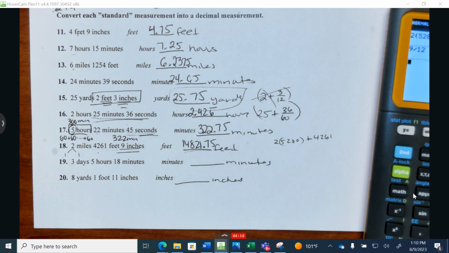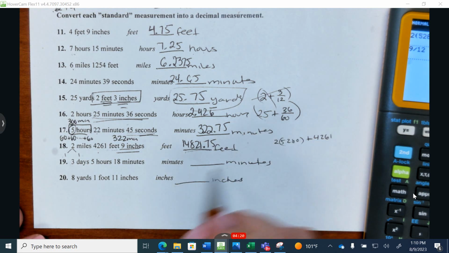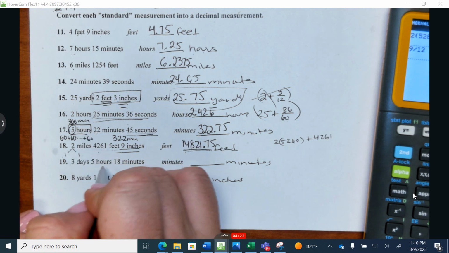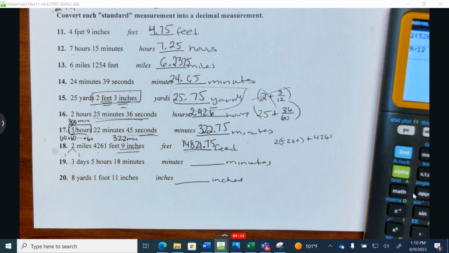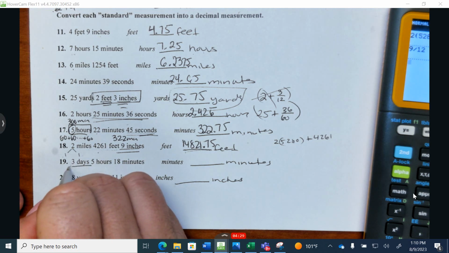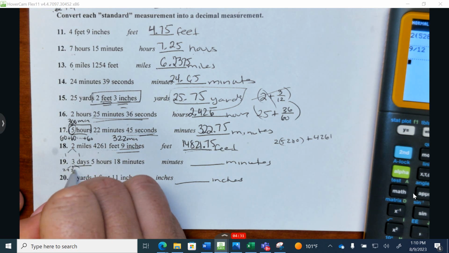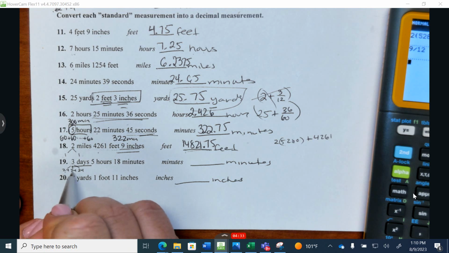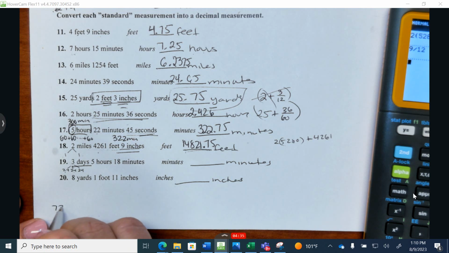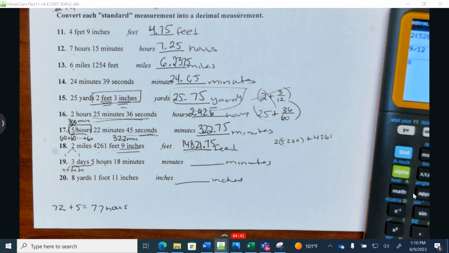Moving on to number 19. We're writing this all in terms of minutes. Okay, well, I'm going to first break it down in terms of hours, and then I'll get to minutes. So 3 days. Well, each day is 24 hours. So 24, 24, and 24 I know is 72. Plus I have 5 additional hours. So I'm up to 77 hours.